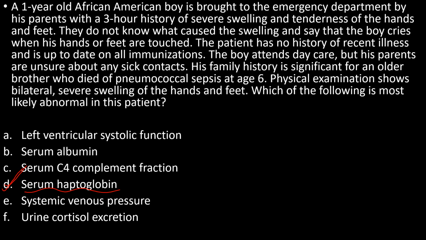Older patients can develop congestive heart failure due to ischemic cardiomyopathy and present with decreased cardiac output and increased systemic venous pressure. But since this patient is just 1 year old, this too will not be the cause. Now the choices B and F, that is the serum albumin and urine cortisol excretion, are typically normal in patients with sickle cell disease, so they will not be abnormal in this condition either.